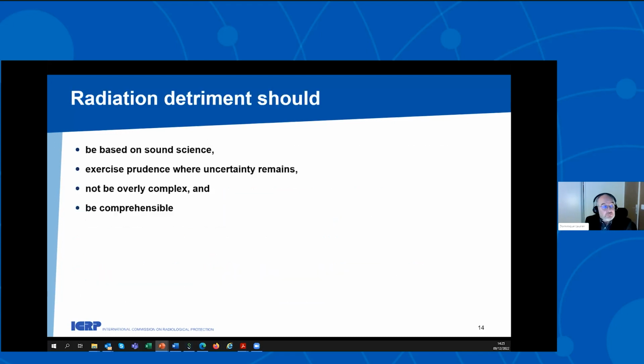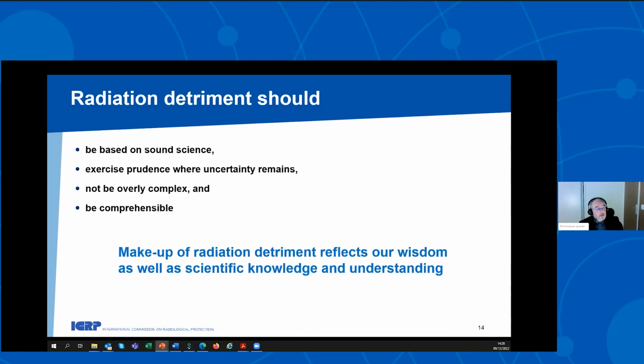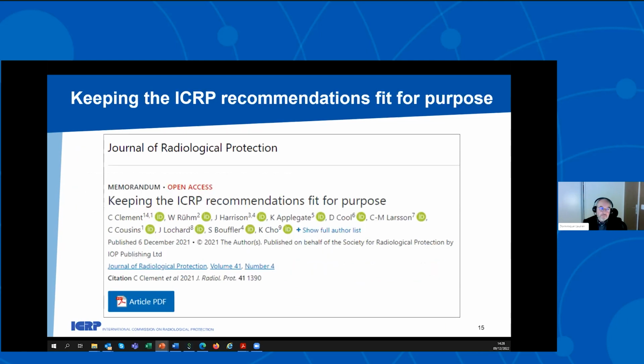So to end with this presentation, I would like to show a slide I took from a previous presentation by Nobuhiko. Radiation detriment should be based on sound science. It should exercise prudence when uncertainty remains. It should not be overly complex, and it should be comprehensible. And to summarize, the makeup of radiation detriment reflects our wisdom as well as scientific knowledge and understanding.